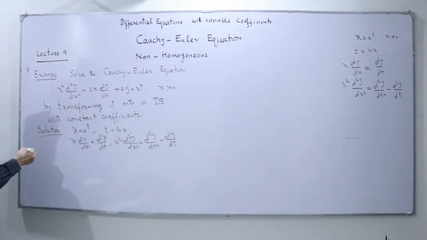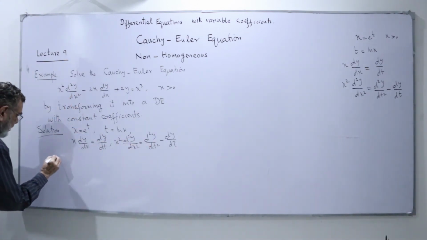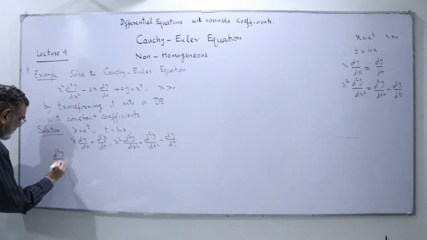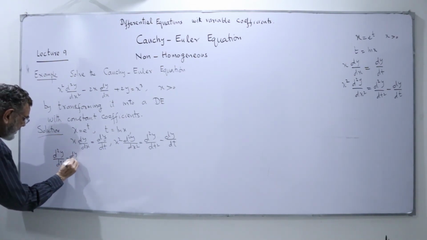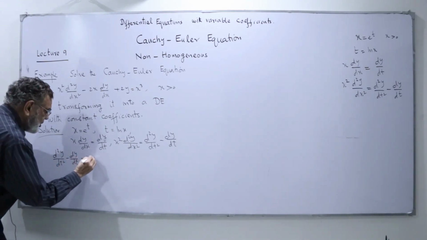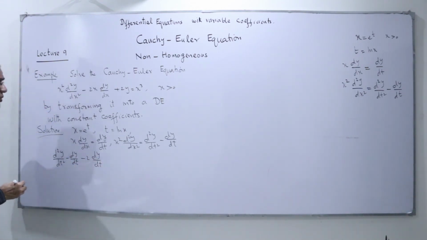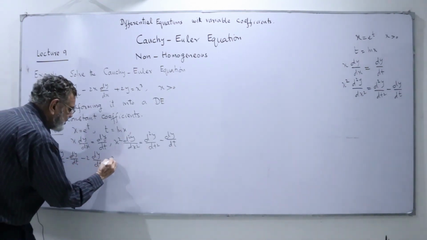So substitute in the differential equation. We get x square d2y by dx square as d2y by dt square minus dy by dt. Now the independent variable is changed to t. Then minus 2x dy by dx is minus 2 dy by dt. Then we are having plus 2y, this is equal to 2y. Now y is the function of t.